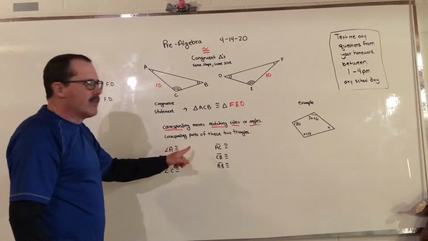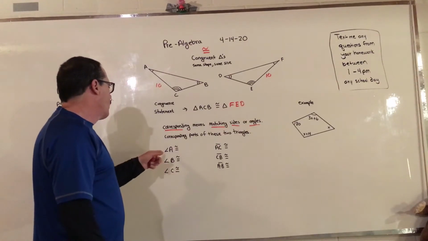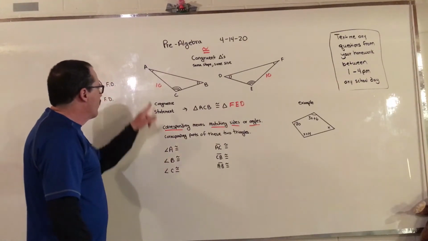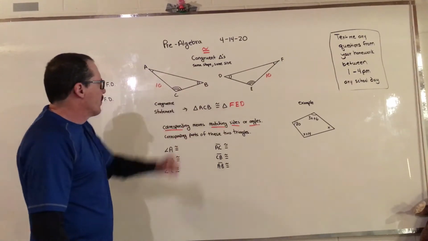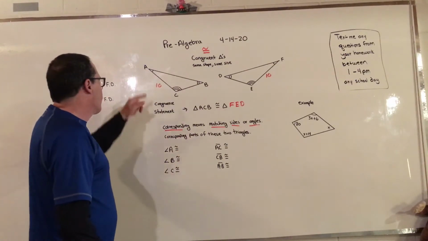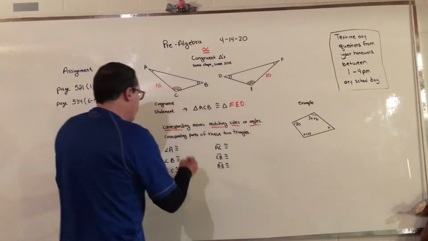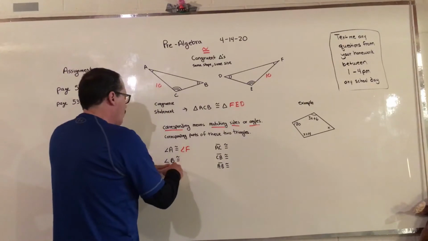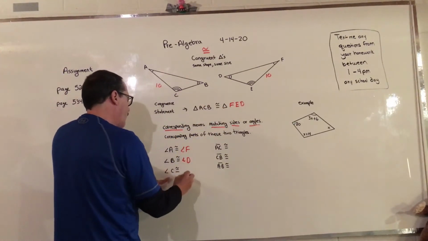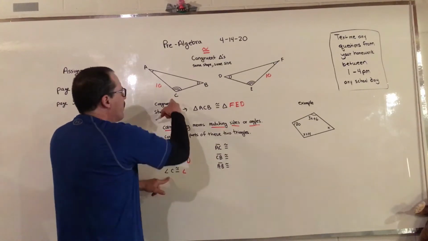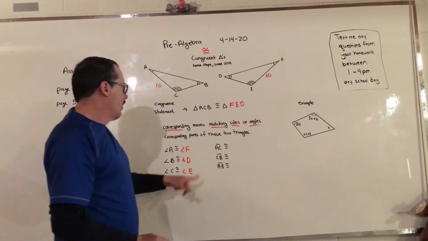Now they're going to ask you in the work today to do corresponding parts of these two triangles. What you have to do is pick whatever letter you want to start with in here. I picked angle A, and you have to match it with the one over here. So it's a pretty simple assignment. Angle A has one mark in it, so it's going to match with angle F. B has 2, that matches with D. And angle C is going to match with angle E. So that's what they mean by writing down corresponding angles.